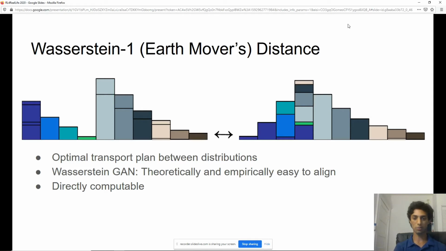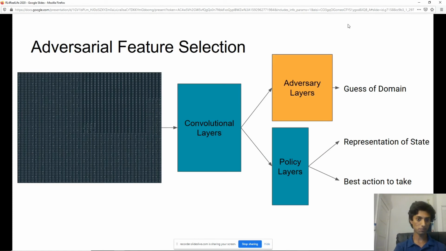Furthermore, you can directly compute it. You can directly estimate it and directly compute that. You don't have to minimize some upper bound or something like that.